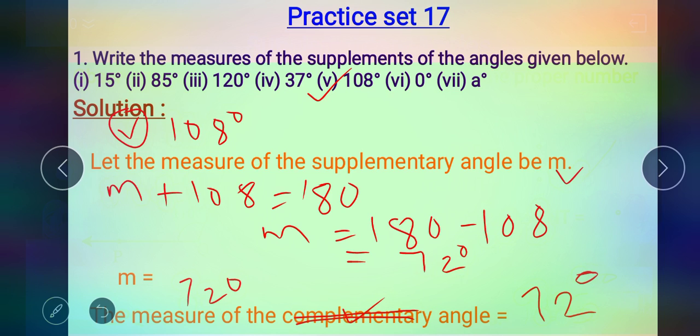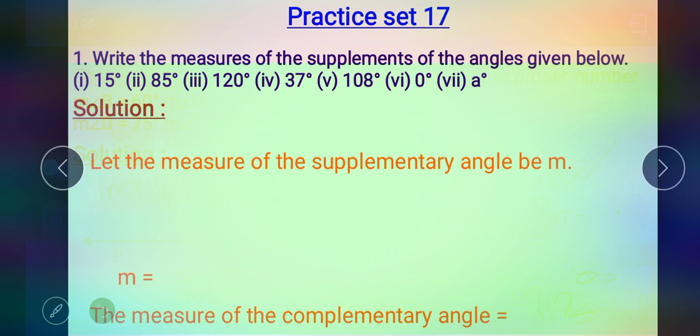Let's take one more sum. When you see the sixth sum, the measure is 0 degrees. Let's see what happens and what the answer is here. Sorry, students, in the sixth sum we are having the value 0 degrees.